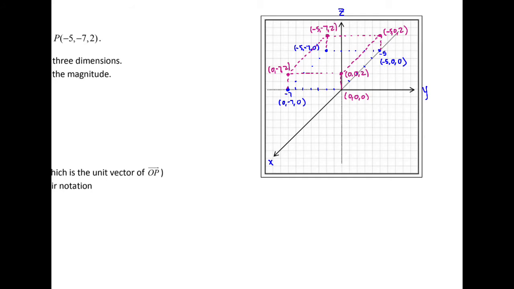After we have the 3D box on the diagram, we can construct our vector OP. That means our tail is at the origin, the head is at point P, and this is our vector OP in three-dimensional space.